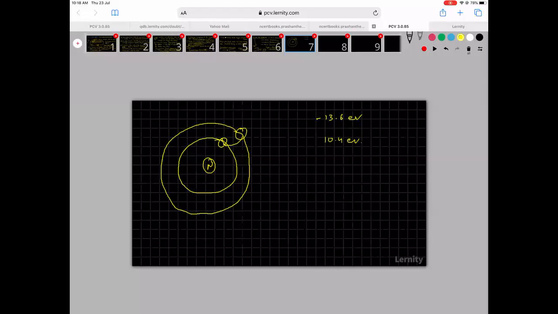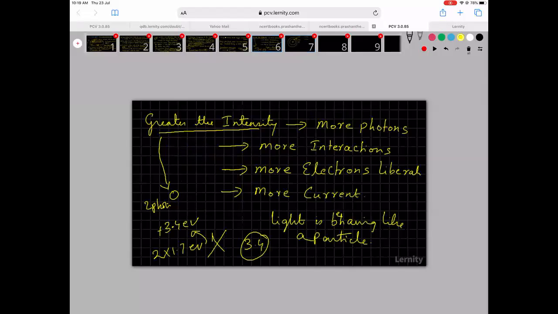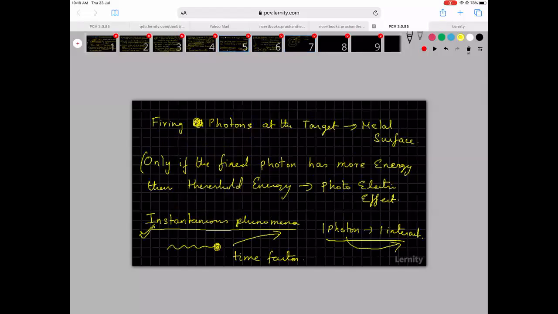Now you will say, sir, give 10.4 again. In the next shell, the energy is only 3.4 eV. So if you give 10.4 now, it becomes more than that much, and it will escape. This doesn't happen. It's an instantaneous phenomenon: only one photon per electron, not more than one photon.